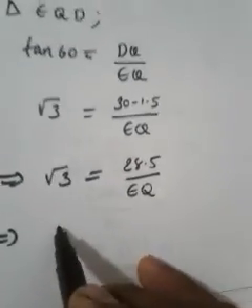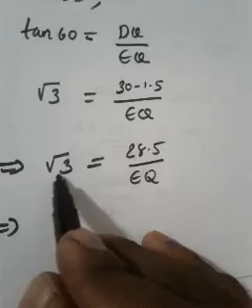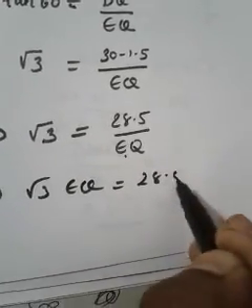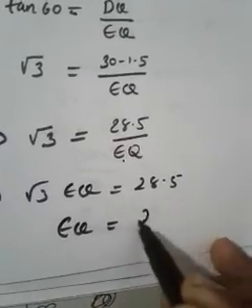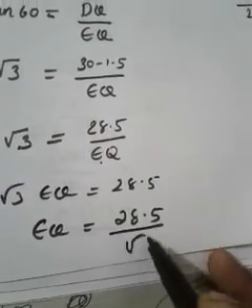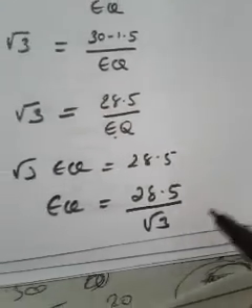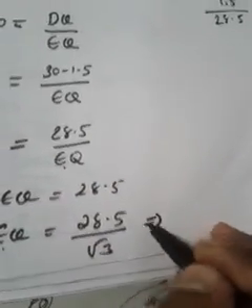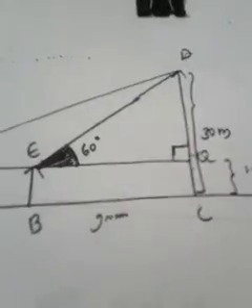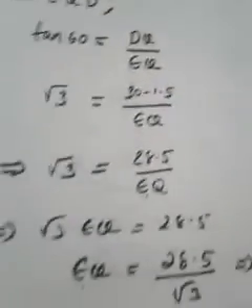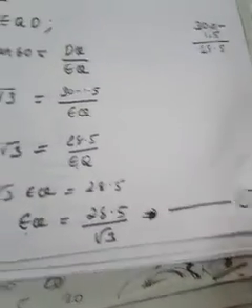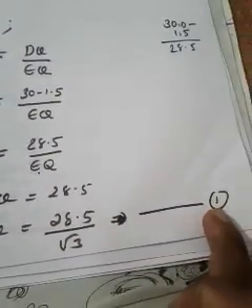Yes, of course. So what will be EQ? Just cross multiply: root 3 into EQ will be what? 28.5. And what will be EQ? EQ is nothing but 28.5 divided by root 3. Let it be there. EQ we got as 28.5 by root 3. And from the figure, let it be there. Let it be the first equation. We got EQ. Let it be there.